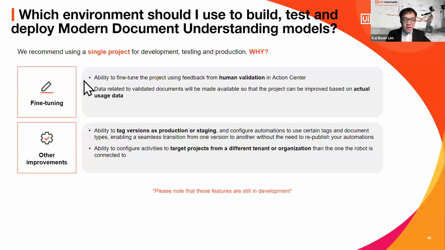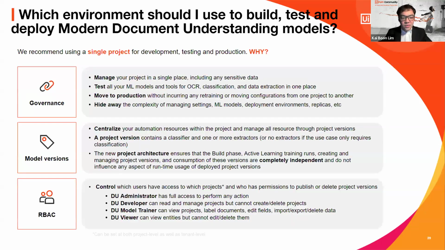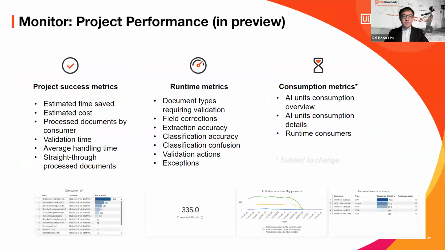Besides that, fine-tuning: ideally, if you are working in a production scenario, eventually there will be some validation feedback loop that can be used to retrain our active learning models. For now, that functionality is not yet available, but that is another reason why you want to keep everything compact in one project. These are also some of the other improvements that UiPath is looking at, so that we can move towards a single project rather than segregating between development and production. Again, if you want to know more details, just refer back to these two slides.